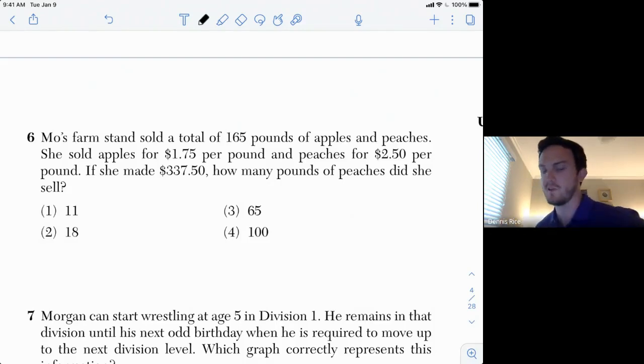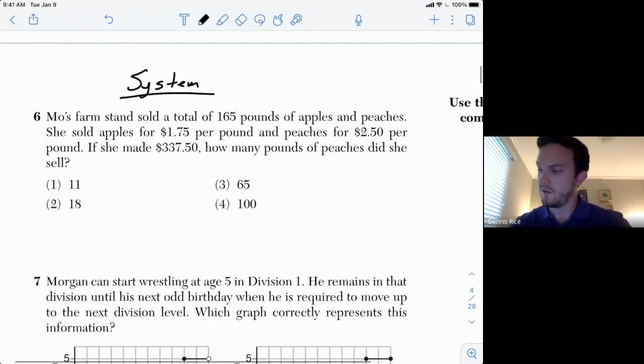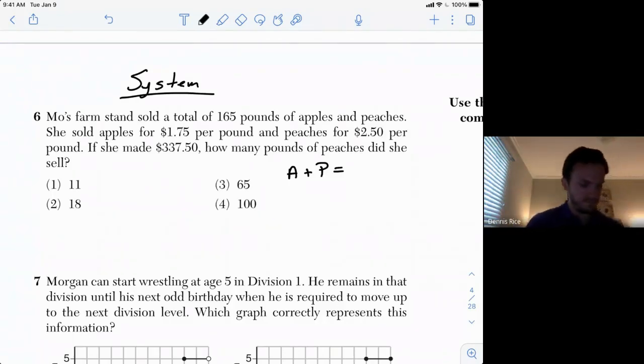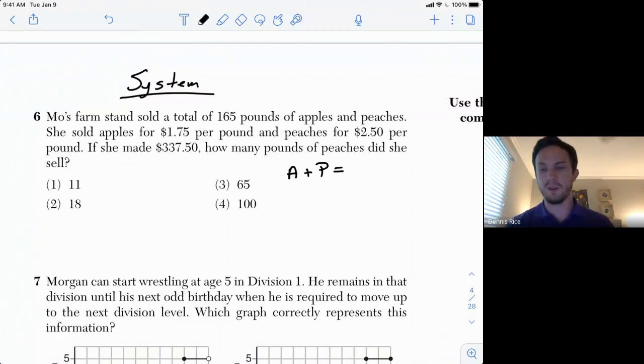Yeah, this is a system question. So this is a system of equations, right? Okay. So we're going to do this two ways. I'll show you kind of the real way of doing it. And being that this is a multiple choice, I'll show you a calculator way of doing it as well.